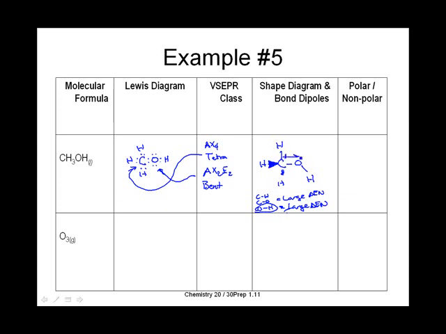So we have a vector pulling in this direction and a vector pulling in this direction. The carbon-hydrogen bonds are slightly polar, but nothing compared to these two. When you add these two together, since they aren't pulling in opposite directions, we're going to have a polar molecule.